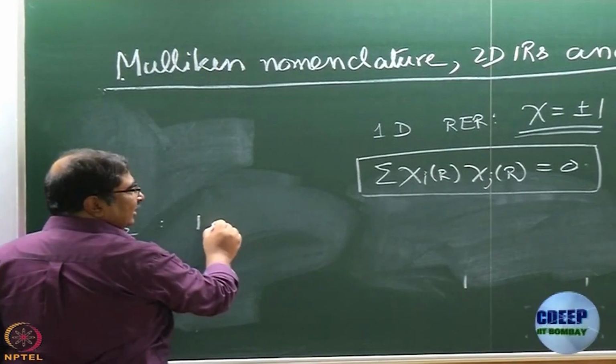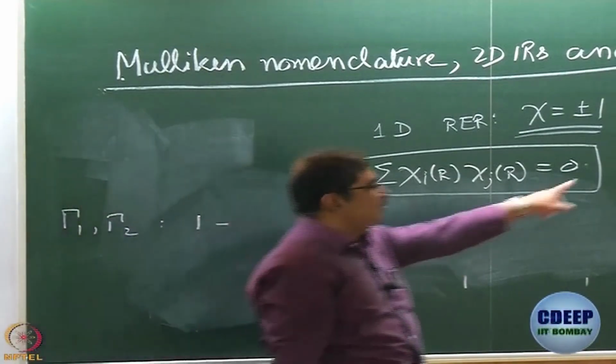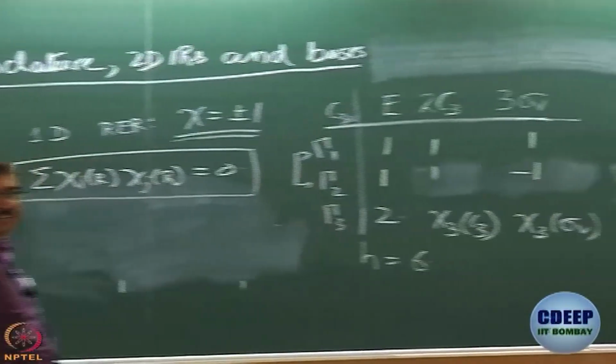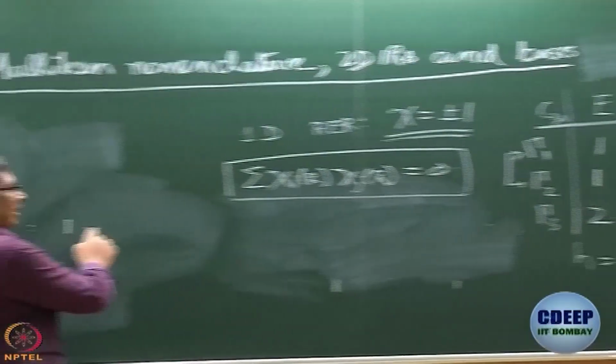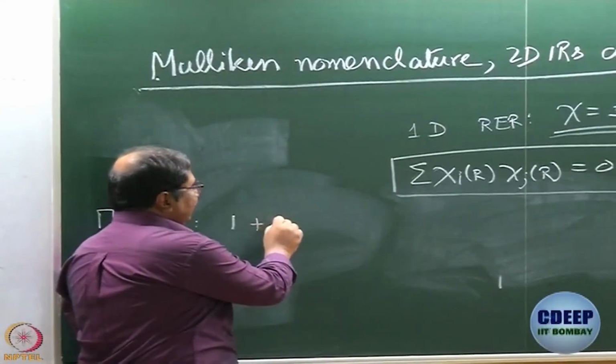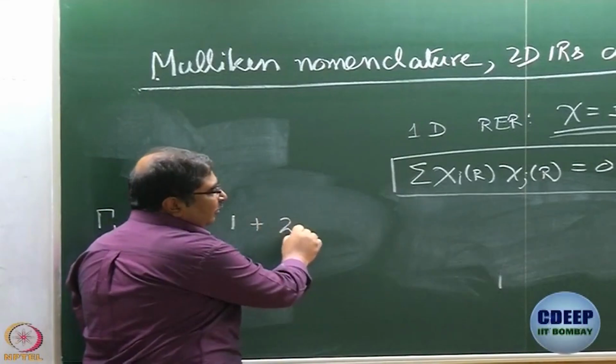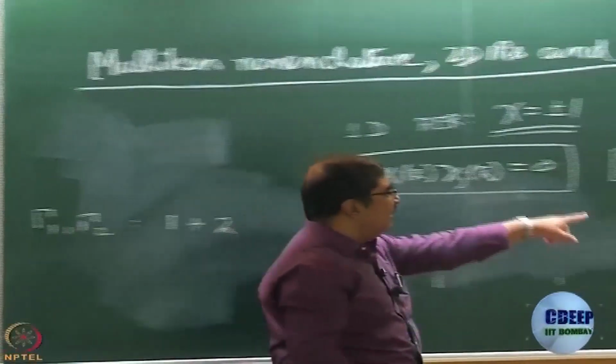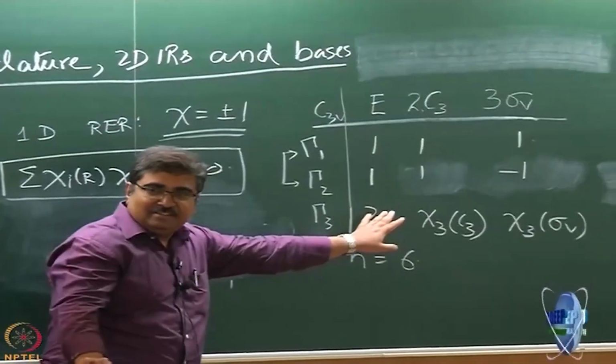Into, where did that come from? Gamma 1 and gamma 2. I am not doing gamma 1 and gamma 3 yet. So, 1 then plus 2 into 1 into chi3 of C3, right. Let us write chi3 of C3 right now.